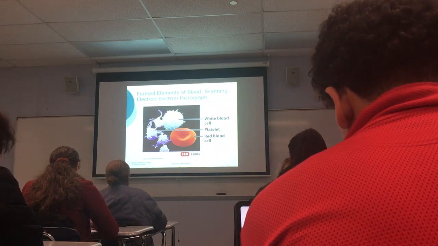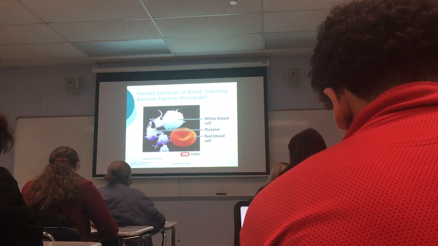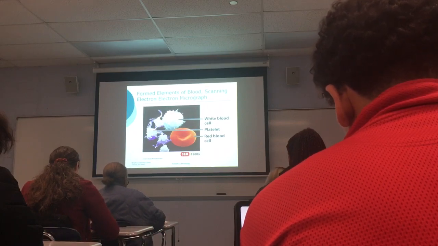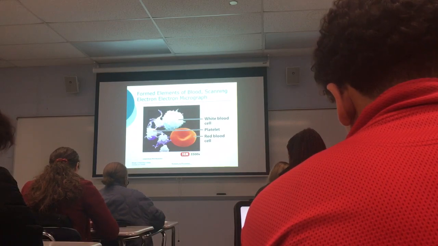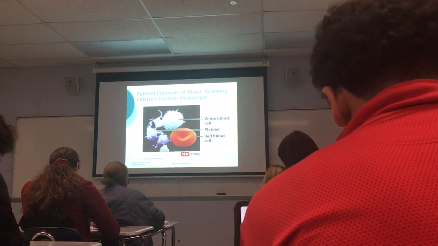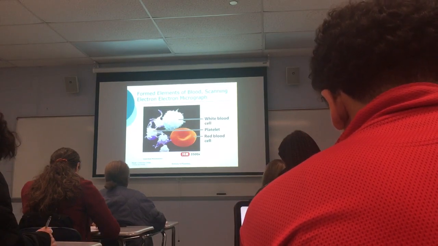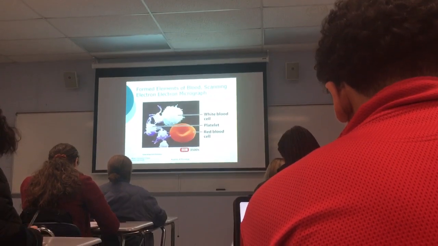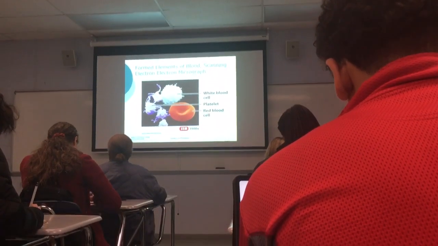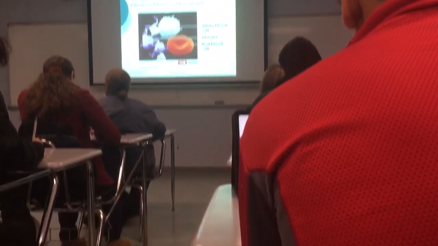Platelets are called thrombocytes. They live 5 to 9 days. Both platelets and red blood cells don't have nuclei, and platelets are actually cell fragments. What they do is clot blood. So thrombocytes: cyte means cell, and thrombo means clot.